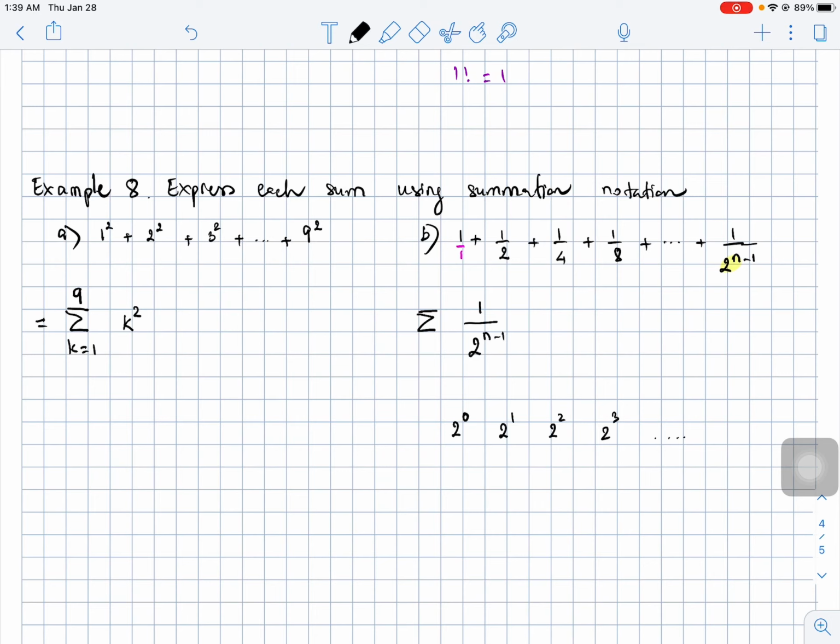So 2 to the n minus 1. And we will use k instead. So 2 to the k minus 1. And k starts from 1 until n.